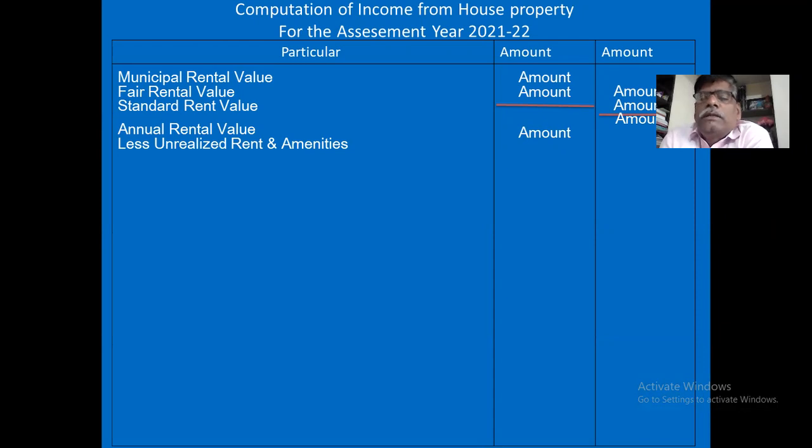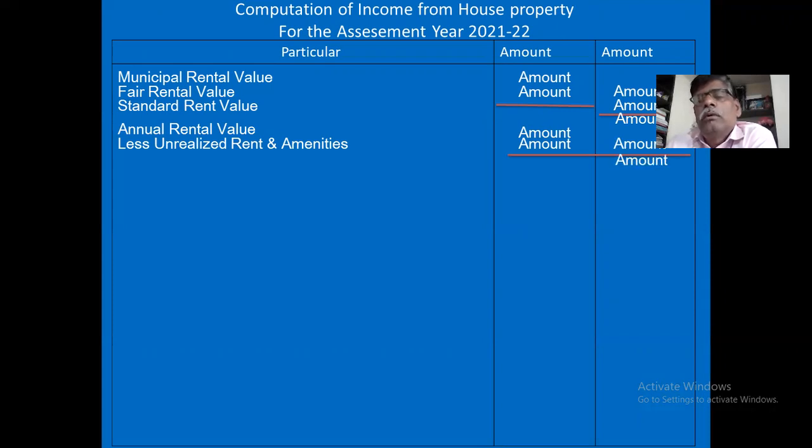And amenity means facility provided. There are mainly 4 amenities. One is staircase lighting. Second is lift service. Third is upkeep of garden. Fourth is water facility. Facilities provided by the owner to the tenant are to be deducted. You deduct them from the annual rent. Whatever remains, you take to the outer column.